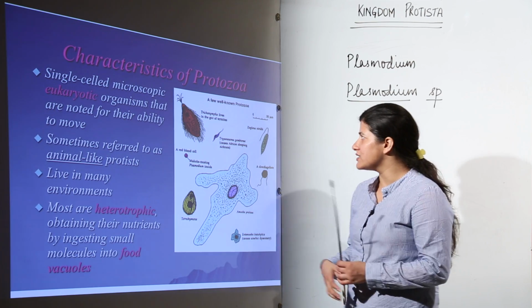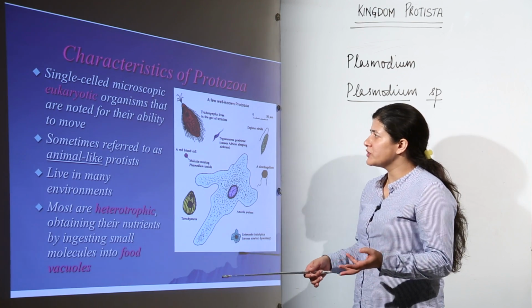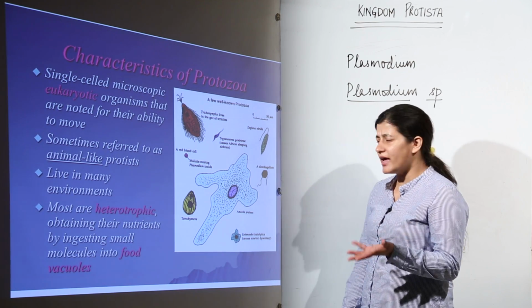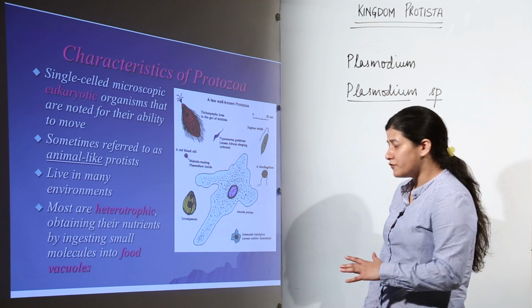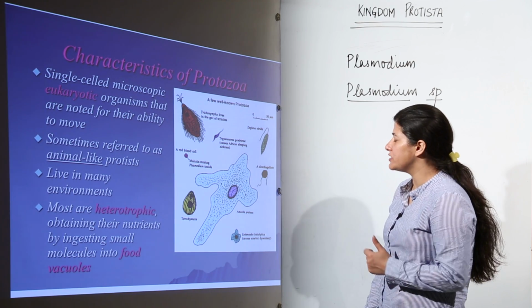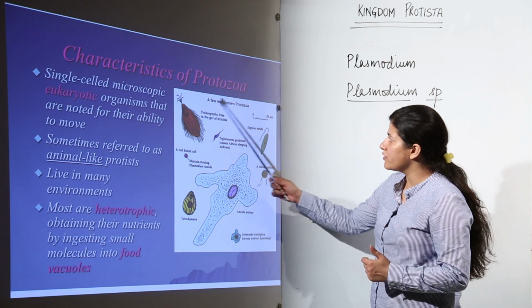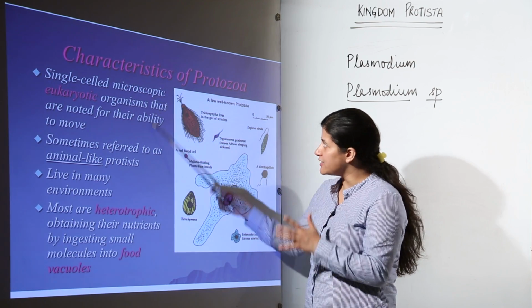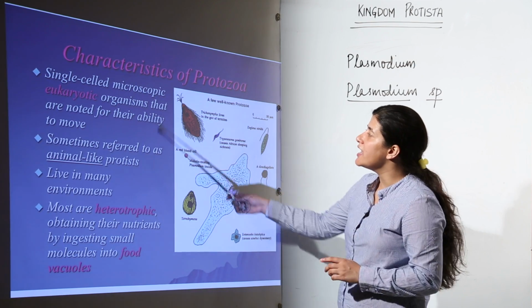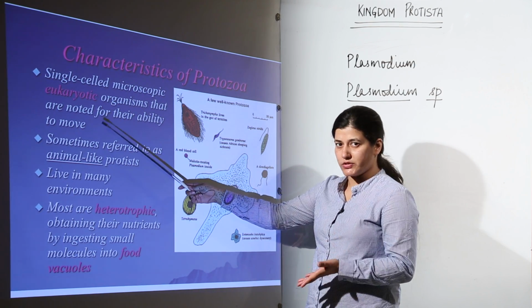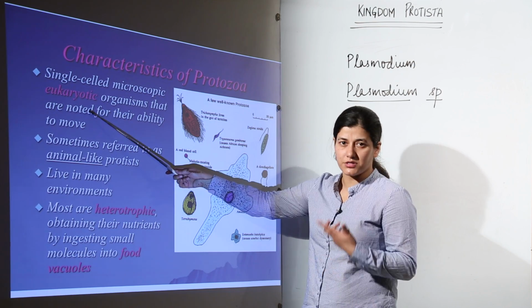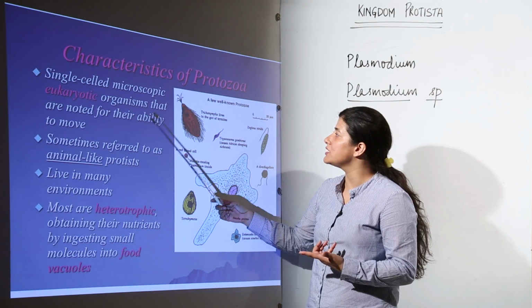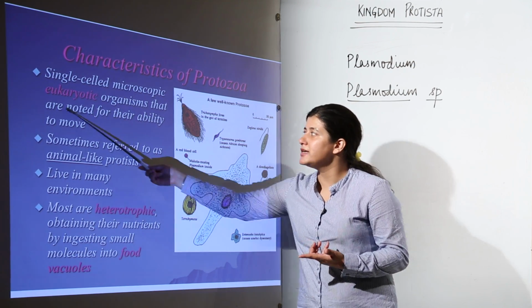Before we go to those classes, which are rhizopods, ciliates, flagellates and sporozoans, the four different classes, one by one we are going to deal with that. But before that we have to see what the characteristics are. These are single celled, yes, because they are part of Protista. They are eukaryotic, again the same thing is being repeated, and are noted for their ability to move.